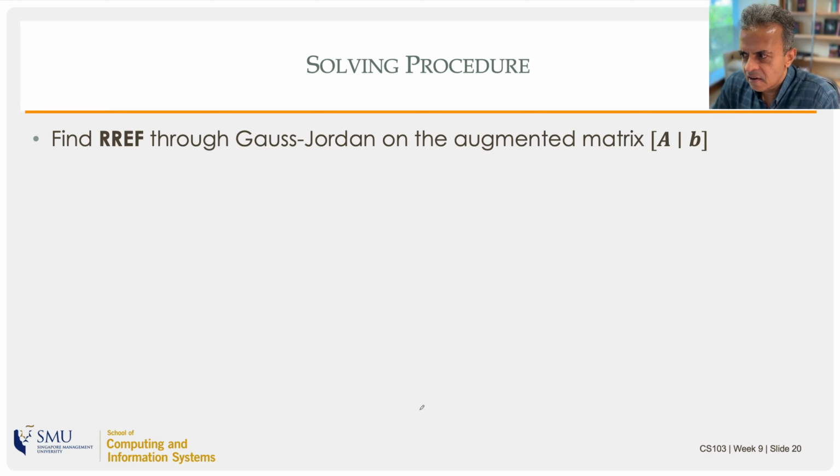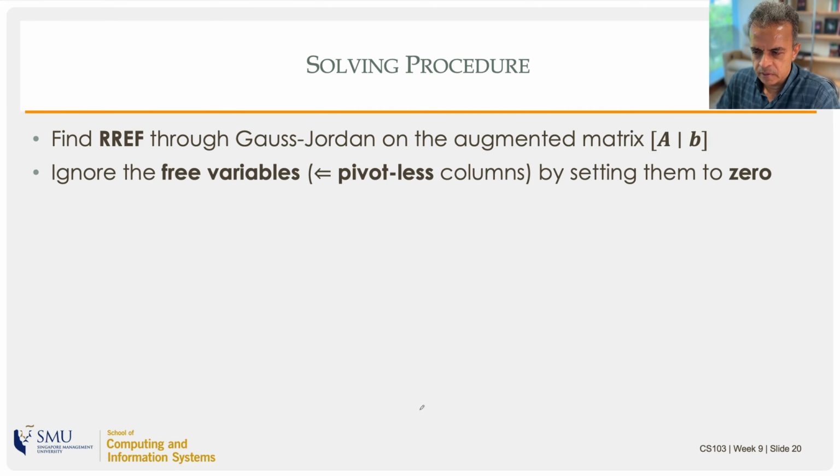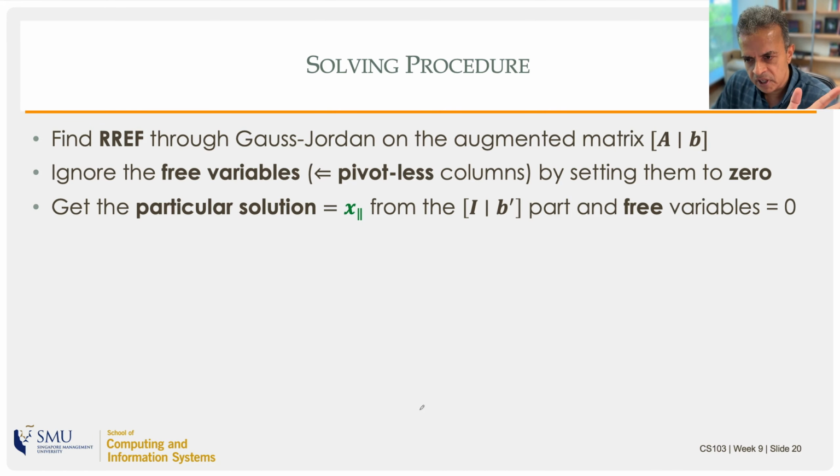Now, let me just highlight the solving procedure. What we did was to find the RREF through Gauss-Jordan elimination on the augmented matrix. Then you ignore the free variables, meaning just set them to 0. The variables corresponding to the pivotless columns are ignored by setting them to 0. Then solve for the non-free variables. That will give you x parallel or a particular solution.